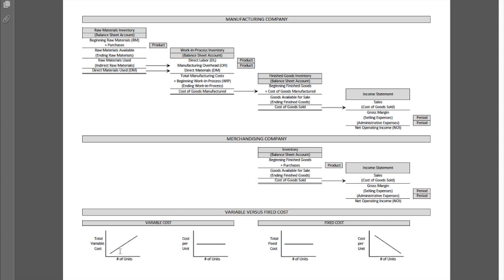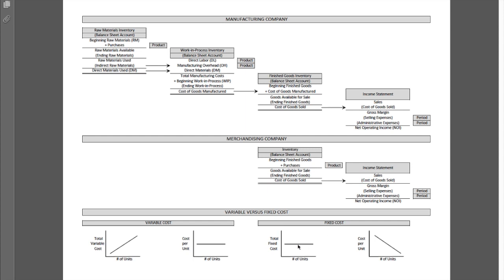And like I said in the previous video, it's important to know the variable versus the fixed costs. For example, if the activity was increasing, the total variable cost, with an increasing amount of activity or increasing amount of units, would go up. But as you increase the number of units or activity, the cost per unit would stay exactly the same. It's still going to cost you the same amount per unit.